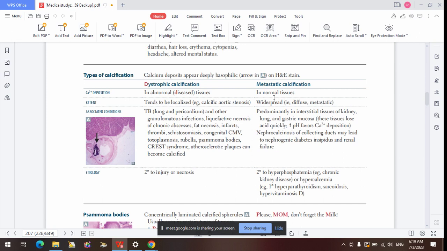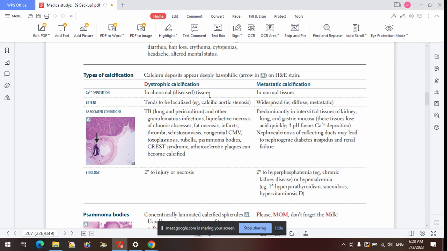One is due to deposition of calcium in damaged tissue or diseased tissue. The other one is due to deposition of calcium in normal tissue. So for the normal, that is the metastatic. Calcium is just depositing in normal tissue because it is too much in the body. That means there's something that is pulling calcium into the system, causing a calcium overdrive for the metastatic. While for the dystrophic, it typically occurs in a normal calcium level state, but there's some destruction happening in the cell that is attracting calcium to it.